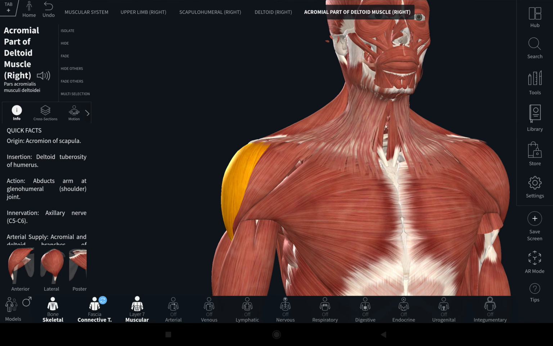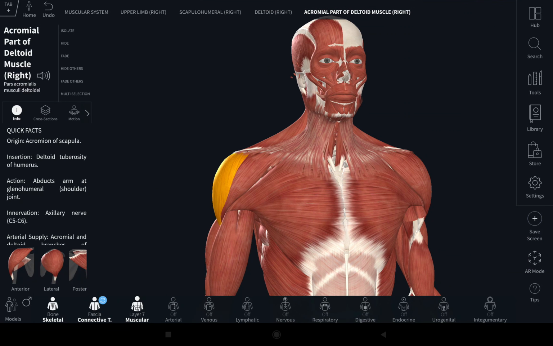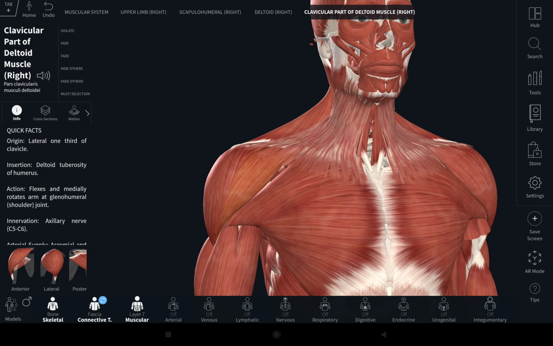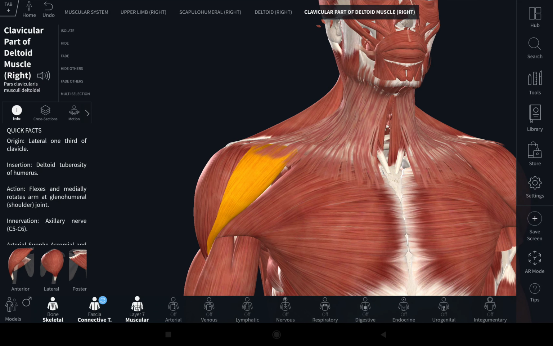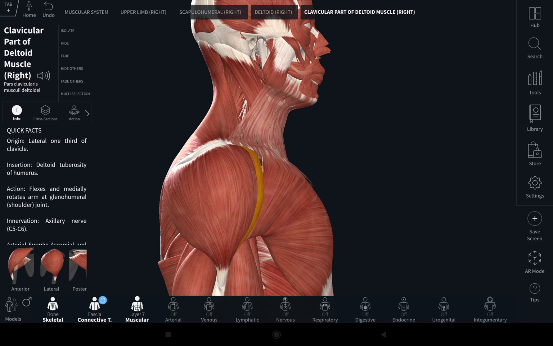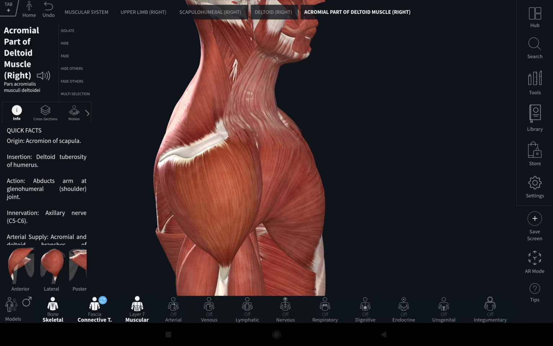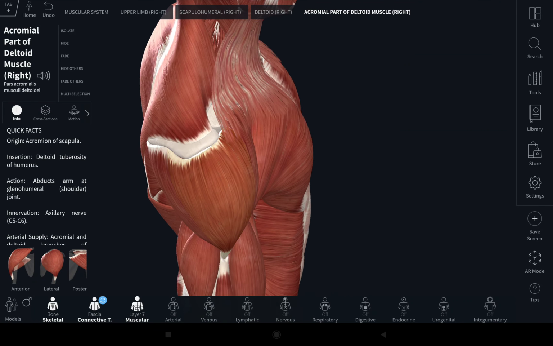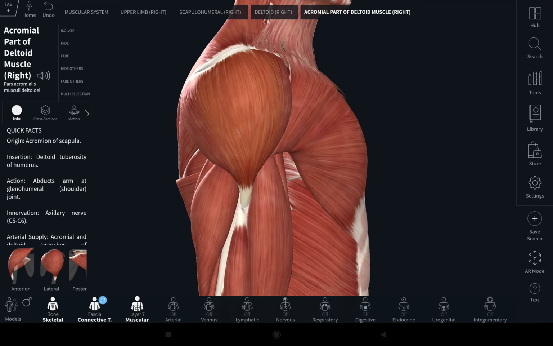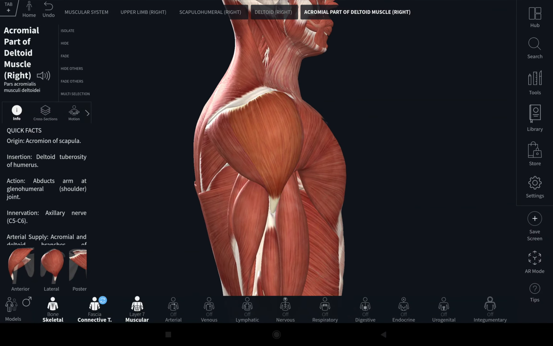Look from the front. The first part is the clavicular part of the deltoid muscle. See, this arises from the clavicle and inserts into the deltoid tuberosity. The next part is the acromial part of the deltoid muscle. Look, this part arises from the acromial process of the scapula and inserts in the deltoid tuberosity of the humerus.